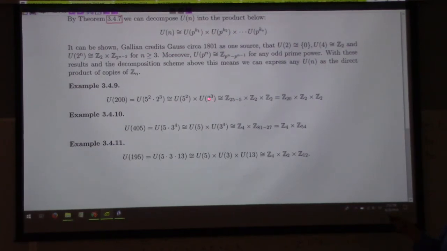And we've already seen this. U8 is Z2 cross Z2. This we've actually worked out, right? That's the Klein 4 group for U8. 405 breaks up like that. 195 breaks up like that.